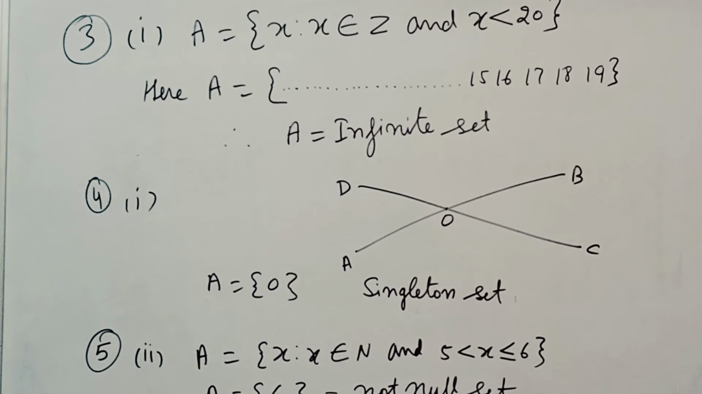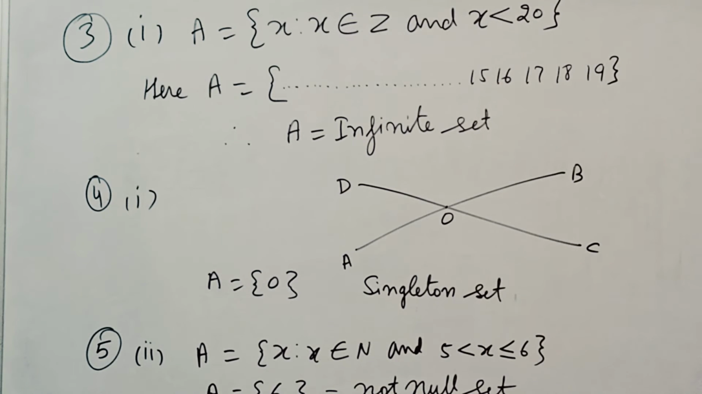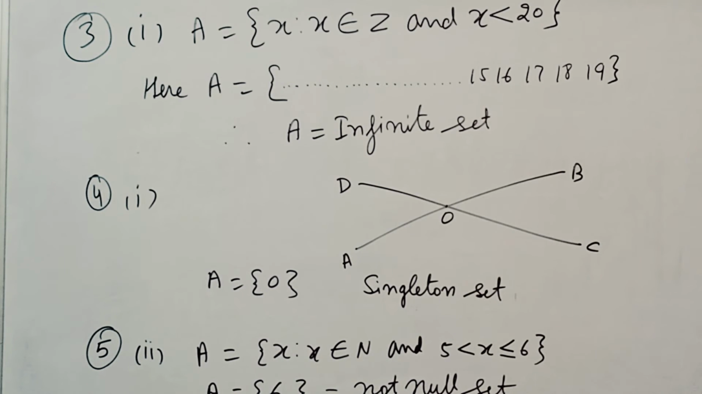Children, I am taking question number 3, first part, in which we have to state which of the following sets are finite and which are infinite. Here I am taking the first part, that is, given x such that x belongs to Z and x is less than 20, and we have to find whether this set is finite or infinite.